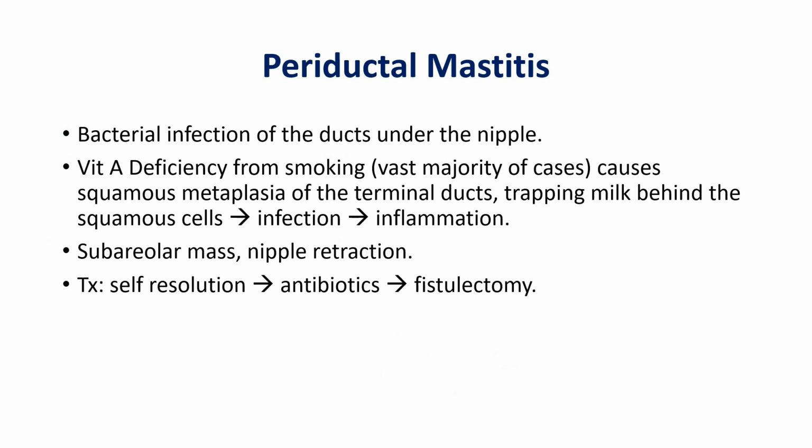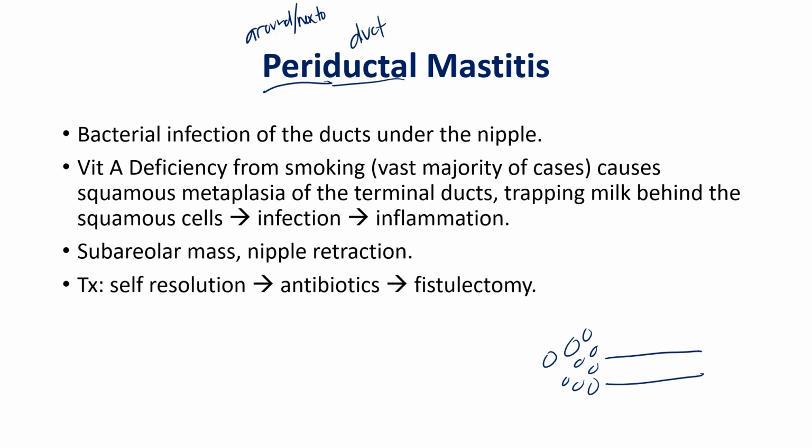Periductal mastitis, I always teach you to look at the word. Peri means around or next to. Ductal, that's referring to the duct that we talked about. Remember, you have your lobules that are more deep in the breast, gathering and making the milk, and then it sends it out through the duct. So we're referring to the duct here. So around or next to the duct, you're having mastitis. That should intuitively make sense.